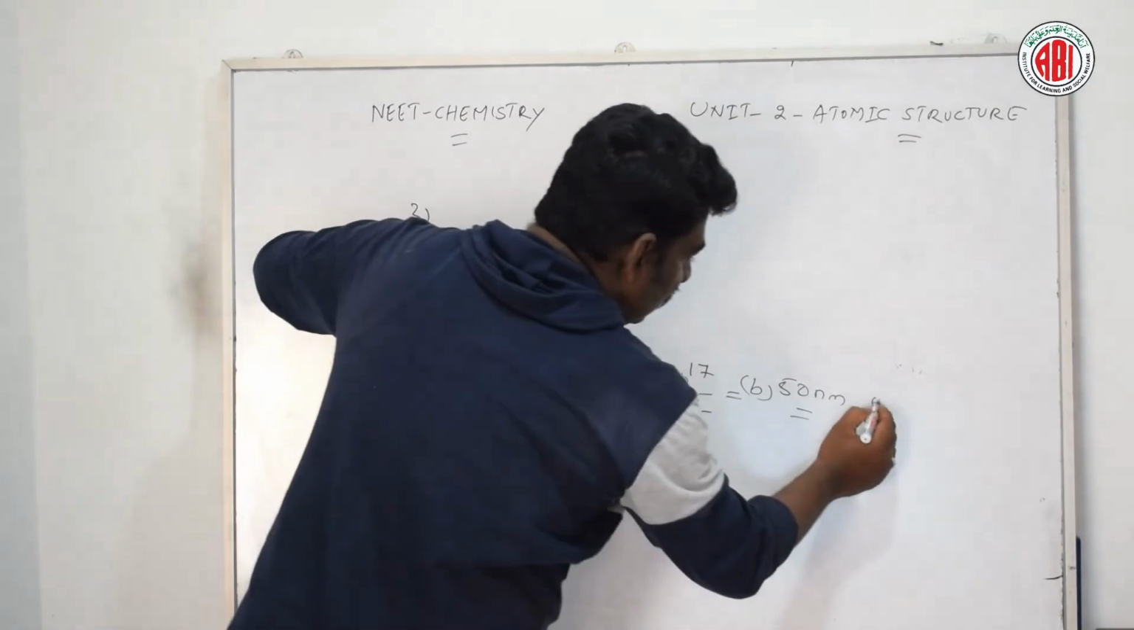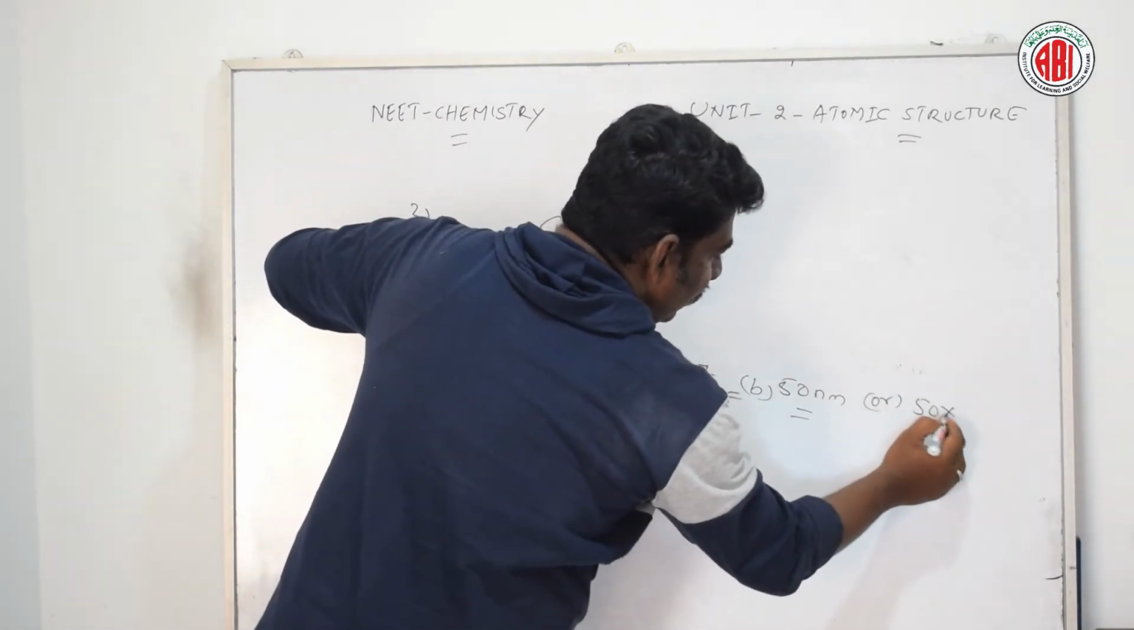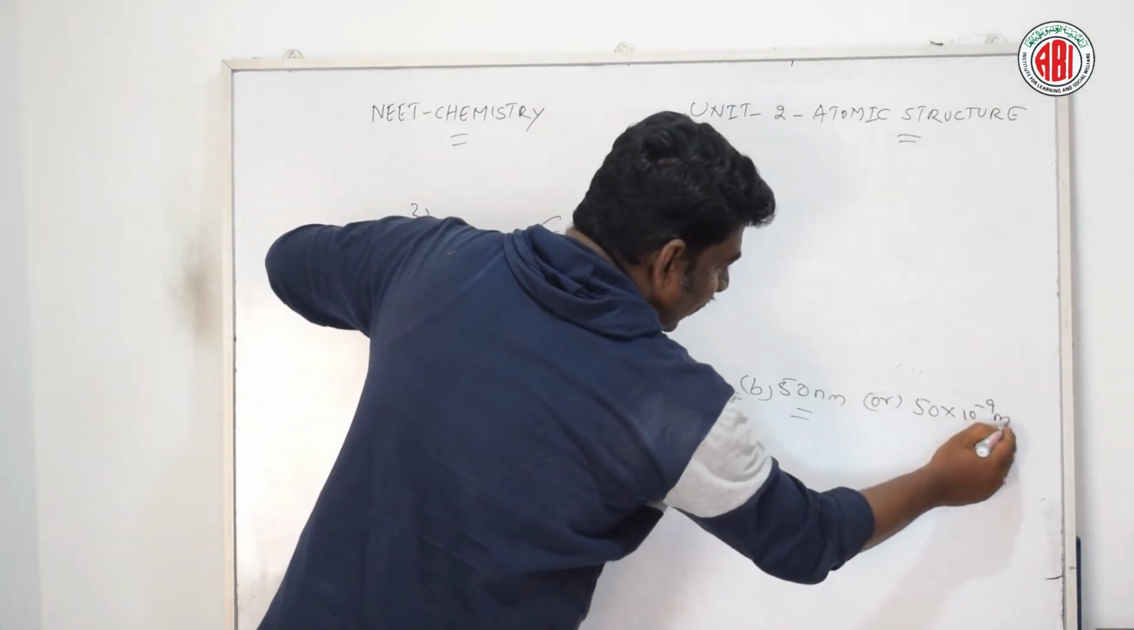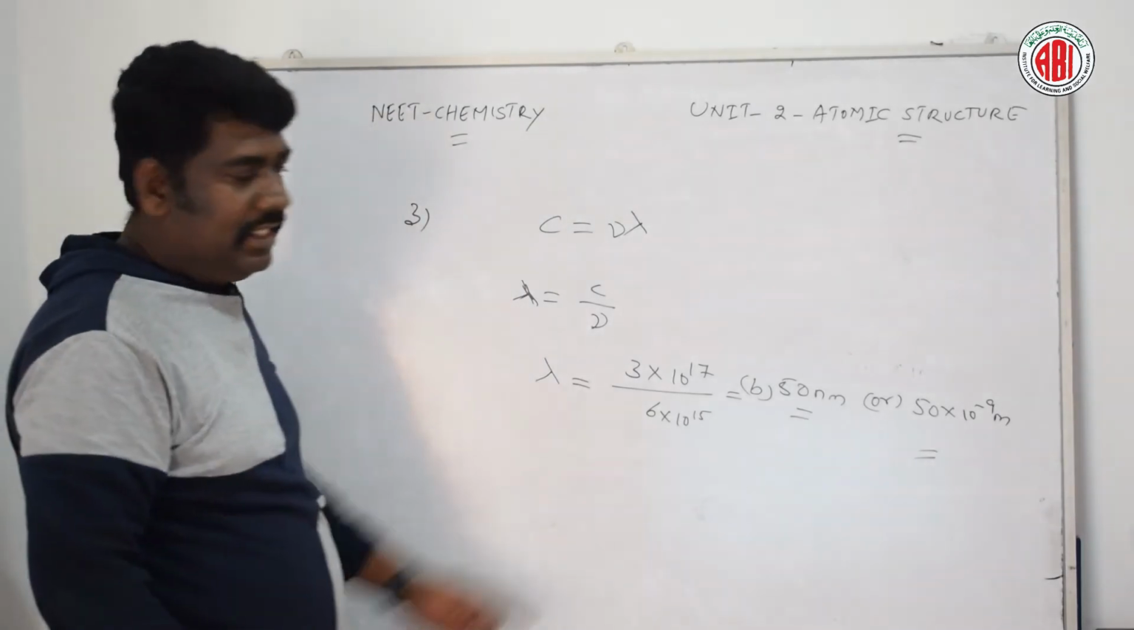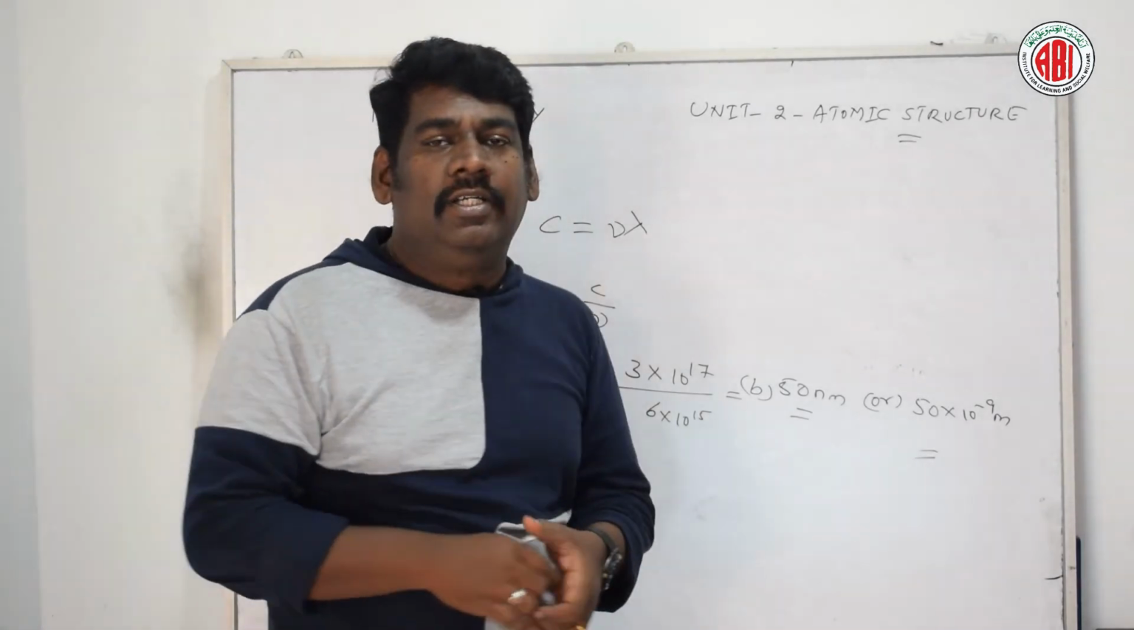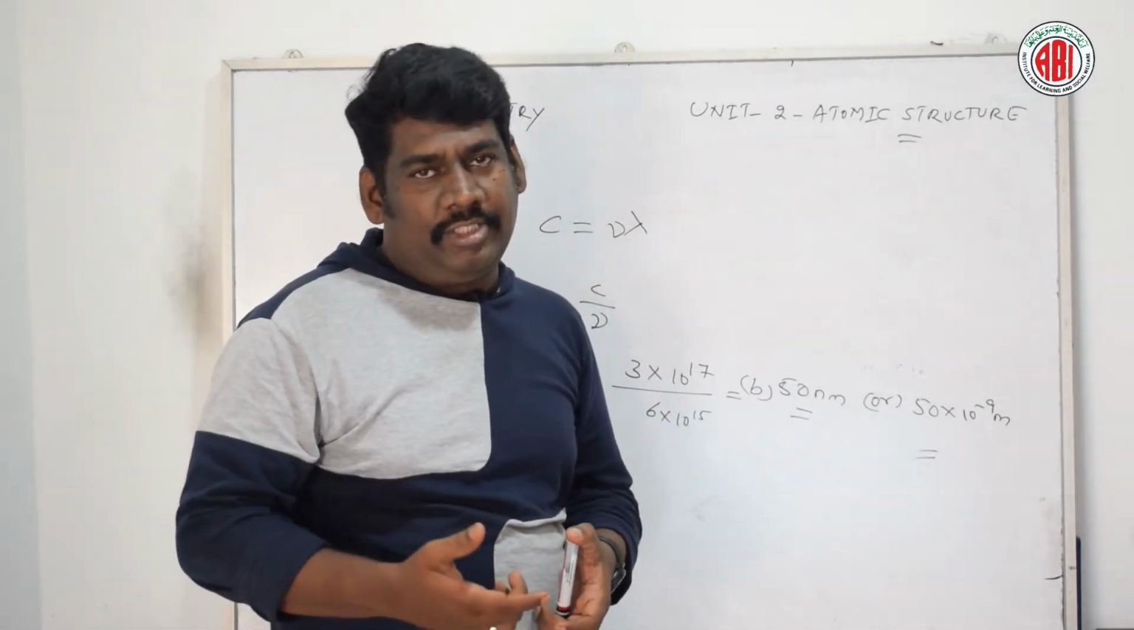So that is 50 into 10 to the power of minus 9 meter. So by this way we can convert it into meter as well. Yes, now let us go for the next question.